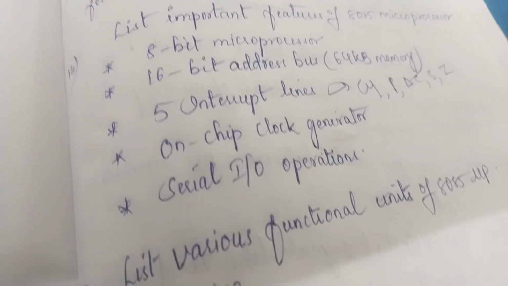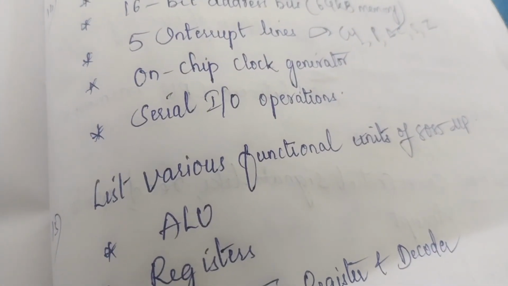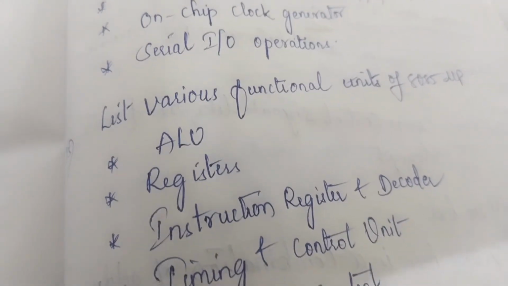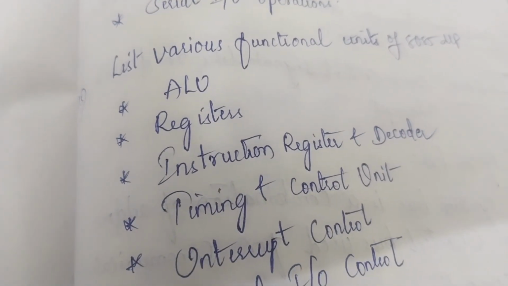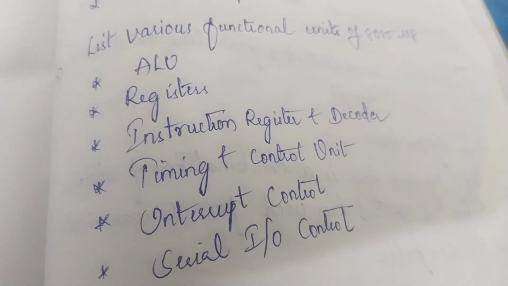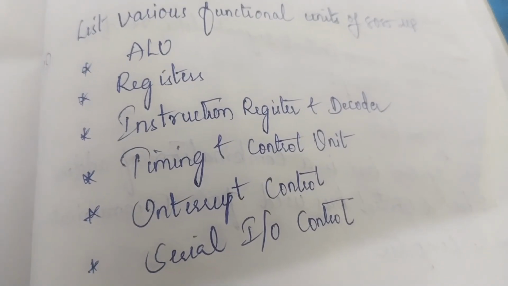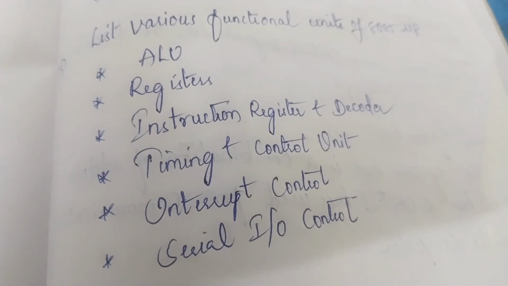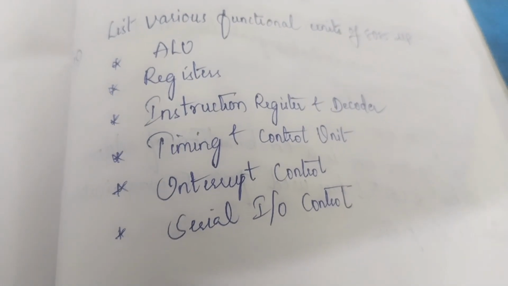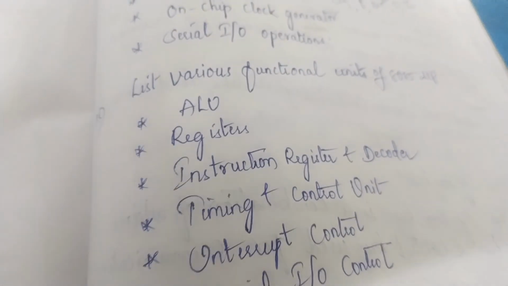Most important question. Next, various functional units of 8085 microprocessor. This is also one of the important ones. What are the various functional blocks? It has ALU, arithmetic logic unit, registers, instruction register and instruction decoder, timing and control unit, interrupt control, and serial input-output control.